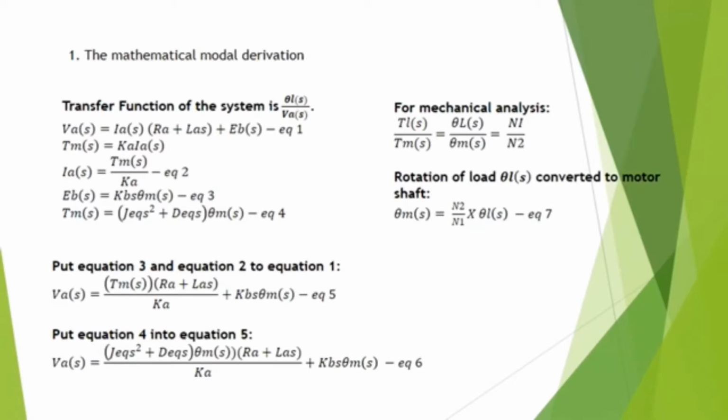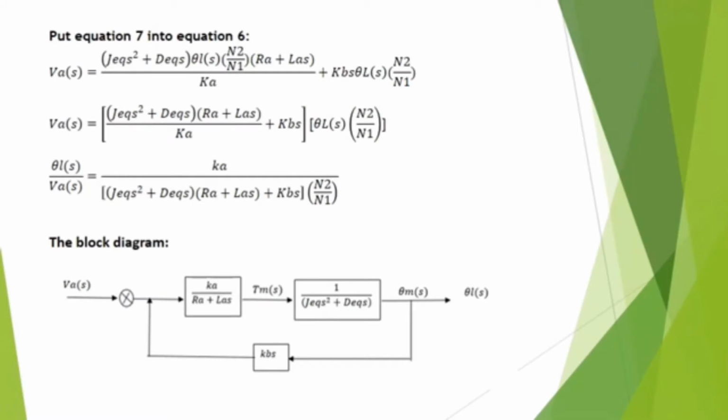which is equal to N1 over N2. So we want to find the rotation of the load theta L converted to the motor shaft. So theta M equals N2 over N1 multiplied with theta L as equation 7. Next, we put equation 7 into equation 6 and we get this equation for theta L over VA. After that, we convert it into a block diagram, which is like this.